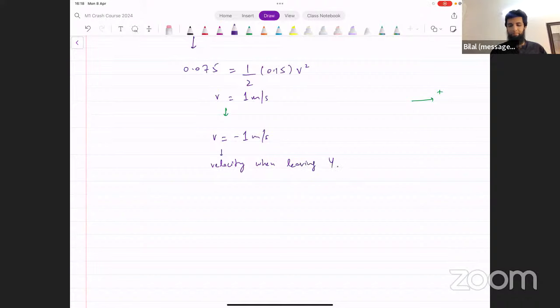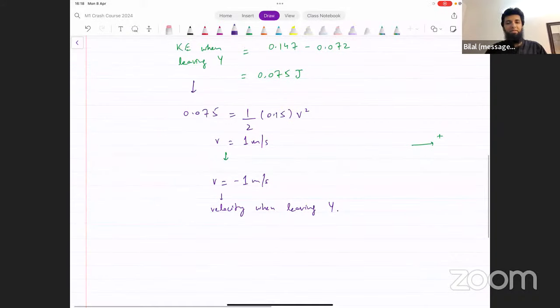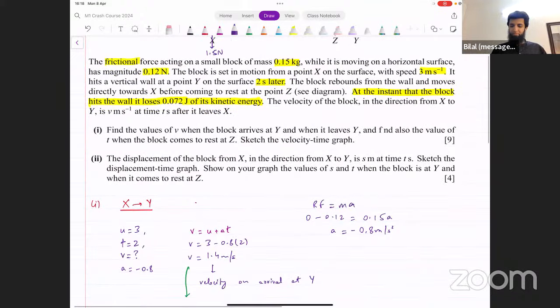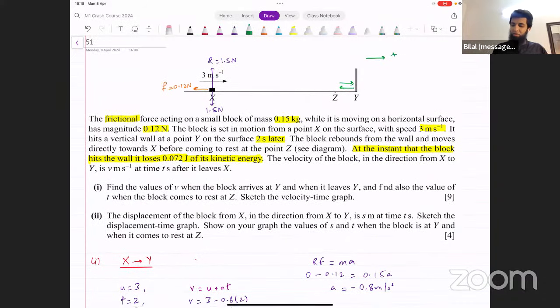Is that okay? Any problem until this point? Make sense? We know the velocity of arrival and the velocity of leaving. So it arrived at 1.4 meters per second and it left at 1 meter per second. Okay, good. Now we need to find the value of t when the block comes to rest at z. Now what's t? T is the time after it leaves x. So what's the total time taken from the instant when it starts moving from x and until it reaches the point z?